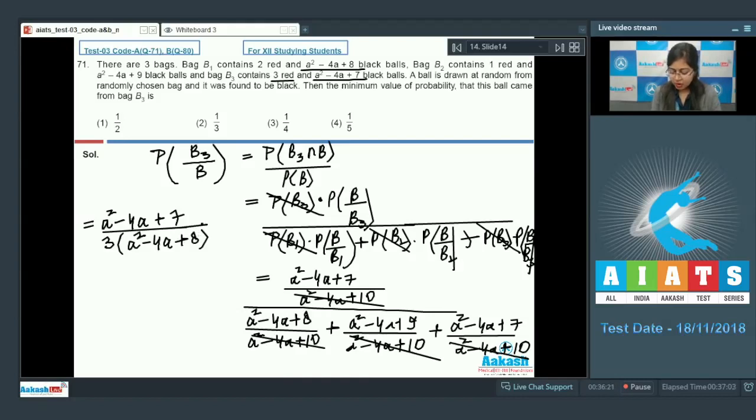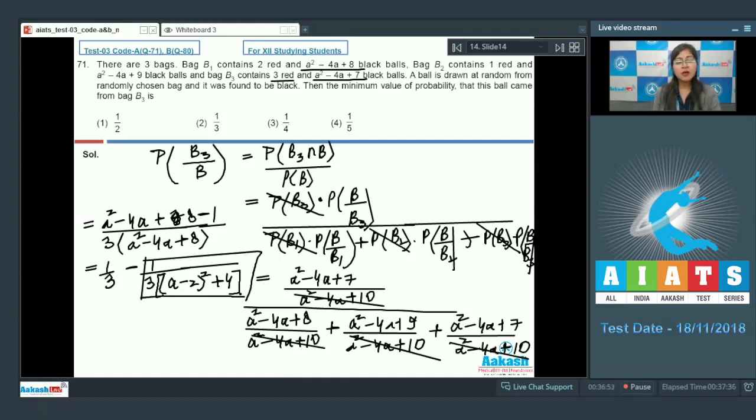8, right? Now this can further be written equal to 1 by 3 into, 7 we can write as what? 8 minus 1, right? So this can be written equal to 1 by 3 minus 1 by 3 into A minus 2 whole square plus 4, right? Now to find the minimum value of the probability, this value should be maximum and the value of the denominator should be minimum, which will be at A equal to 2, right?